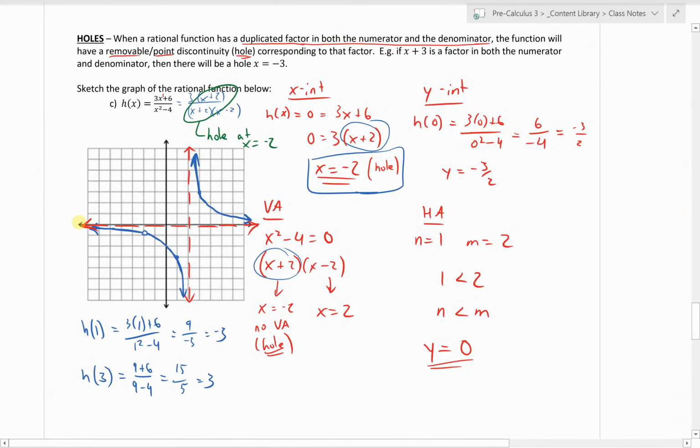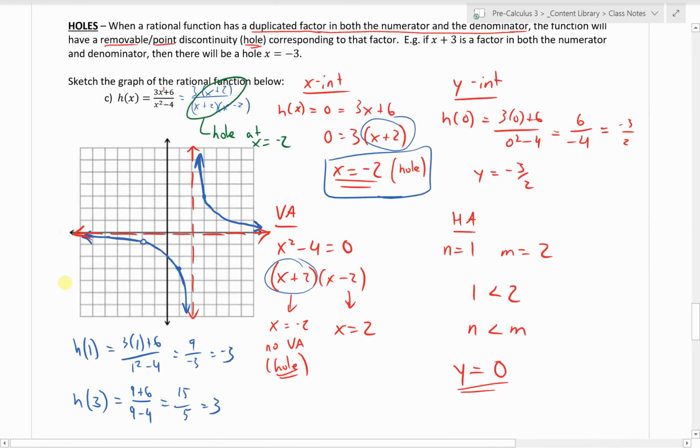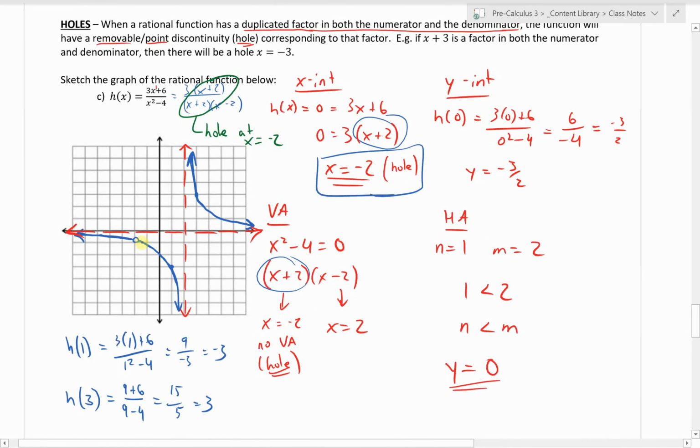If you were to draw on a graphing calculator or using Desmos or whatever, you actually won't be able to see that hole because it really is infinitely small. But if you were to hover over it, at least in Desmos, it would show you that it's undefined at that value. Okay, so that's graphing rational functions.